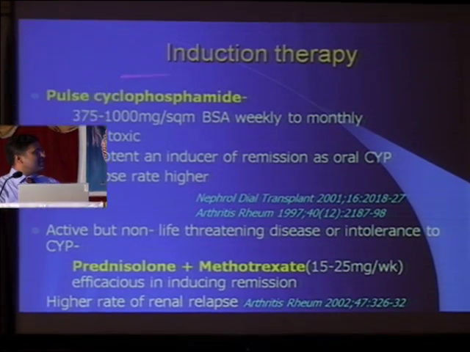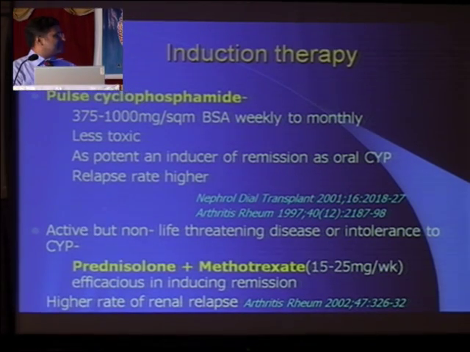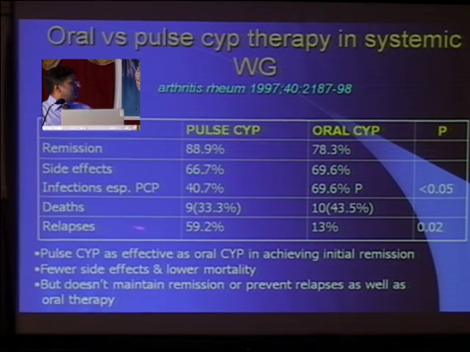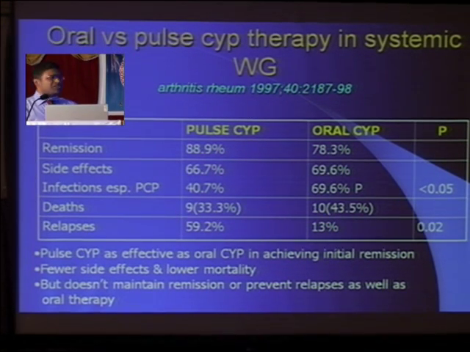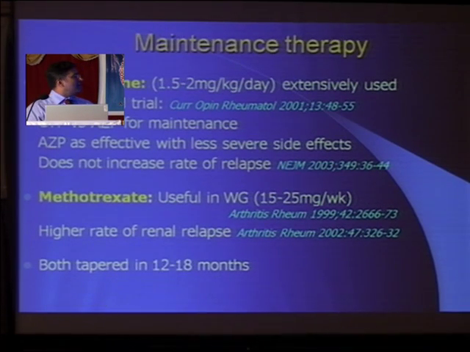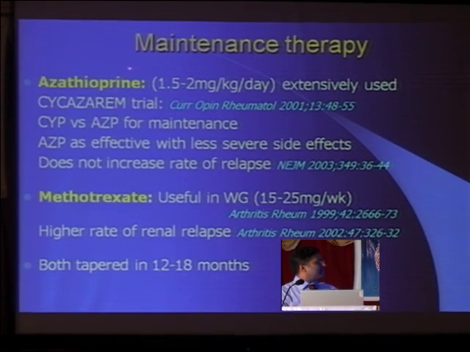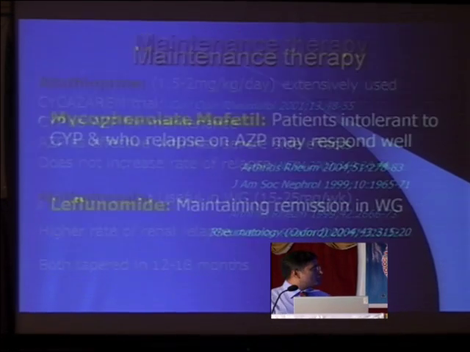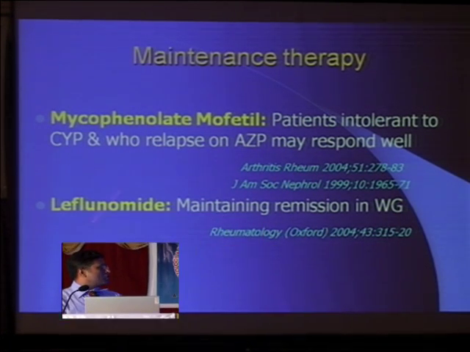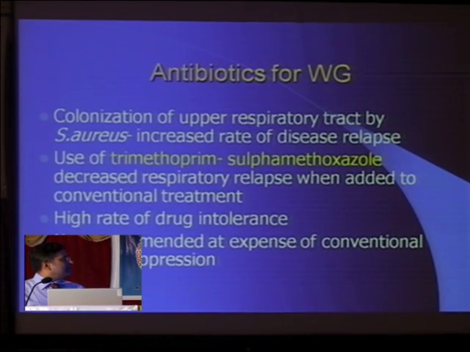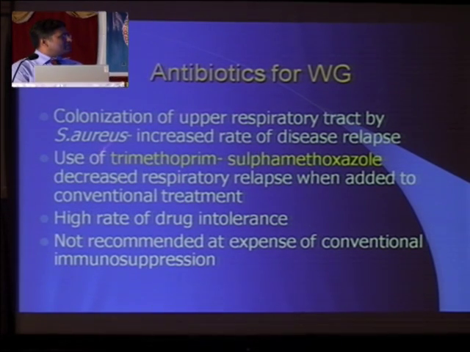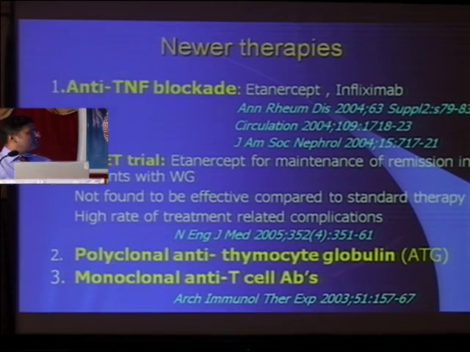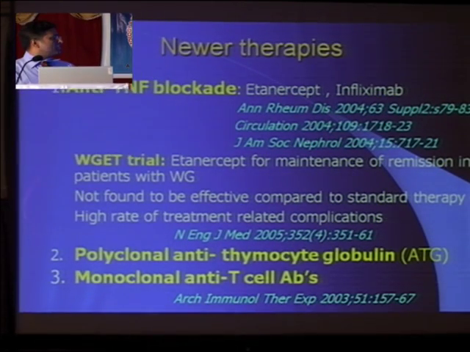I have already mentioned that people therefore tried pulse cyclophosphamide to decrease the side effects, but they found the same problem. Remission rates are equally good, but if you notice, relapses are much higher. Maintenance, a lot of trials, azathioprine is the gold standard, methotrexate especially in Wegener's has been found to be useful. Mycophenolate mofetil is also quite good. Then interestingly in Wegener's, even Septran has been shown to decrease the relapse, though one doesn't give it routinely. A lot of new drugs have been tried, including etanercept, which was not found to be very useful.